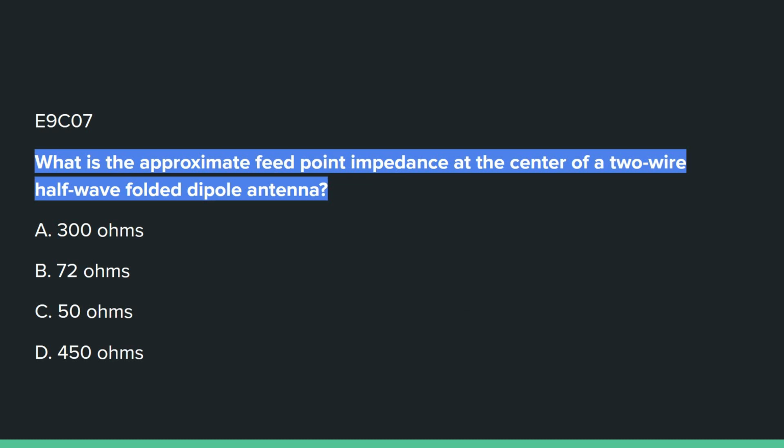E9C07, what is the approximate feed point impedance at the center of a two-wire half-wave folded dipole antenna? A. 300 ohms.